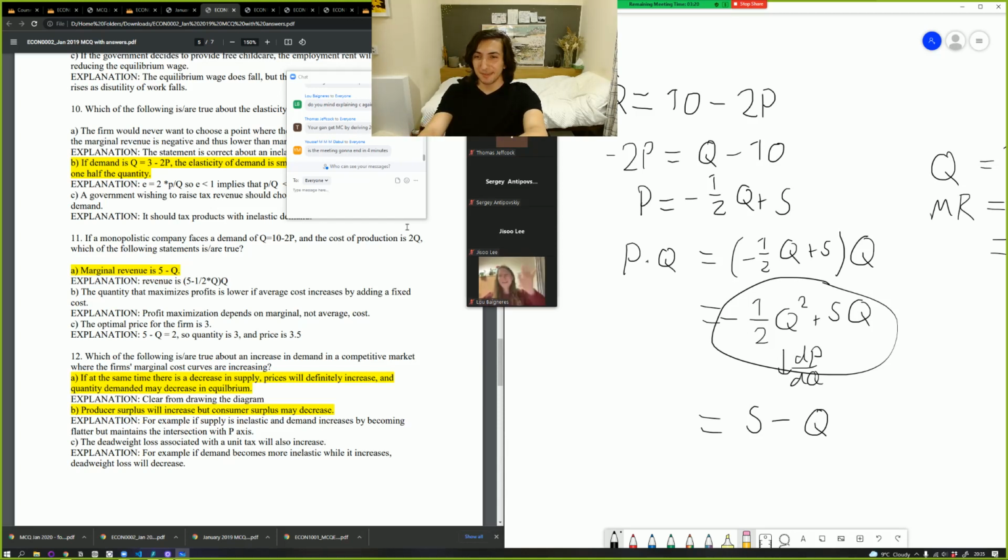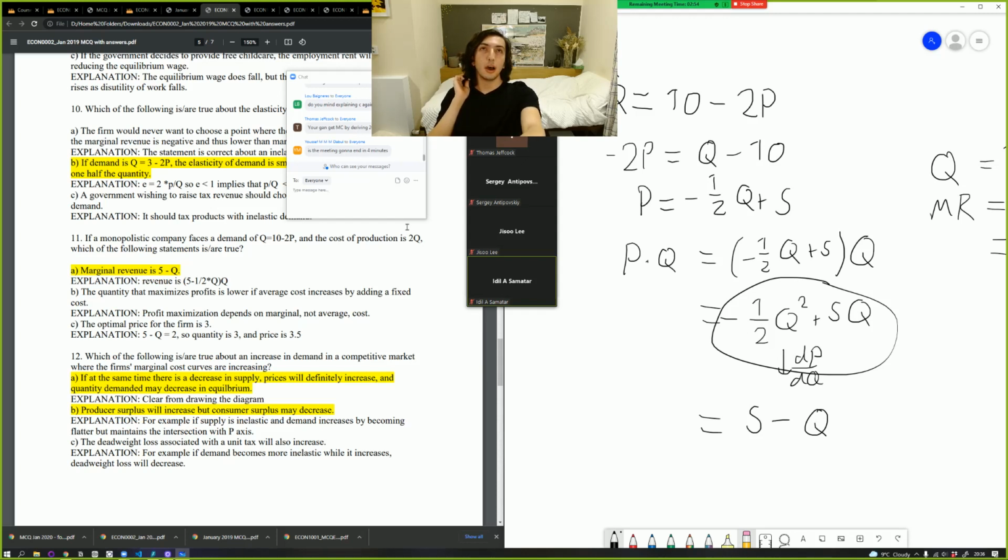Yeah, you can get MC by differentiating the cost function. But that would mean marginal cost is 2, right? And if you're matching marginal revenue and marginal cost, then that's not really going to work, because then marginal revenue would have to be equal to 2. Yeah, but that would demand a quantity. Yeah, it's weird.